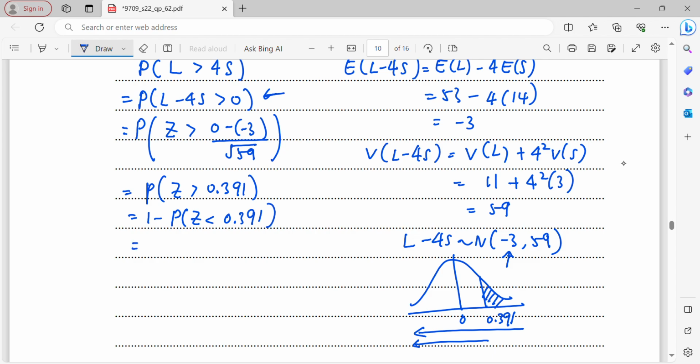Okay, and this probability can be found using the table, which is 0.6521. Then at last you will get 0.3479, and now I round to 3 significant figures. It will be 0.348. So this is the solution for this question.